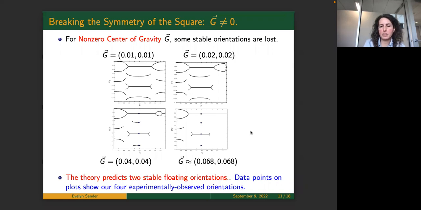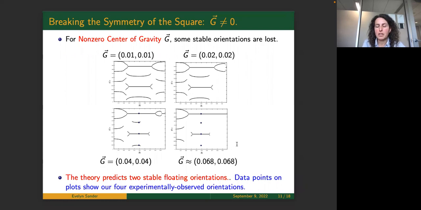One thing that was interesting is that here our prediction by our theory matched up nicely with our experimental measurement. Here, we ended up with 4 stable floating configurations, even though the theory only predicts 2. And so the question is, why would this happen?